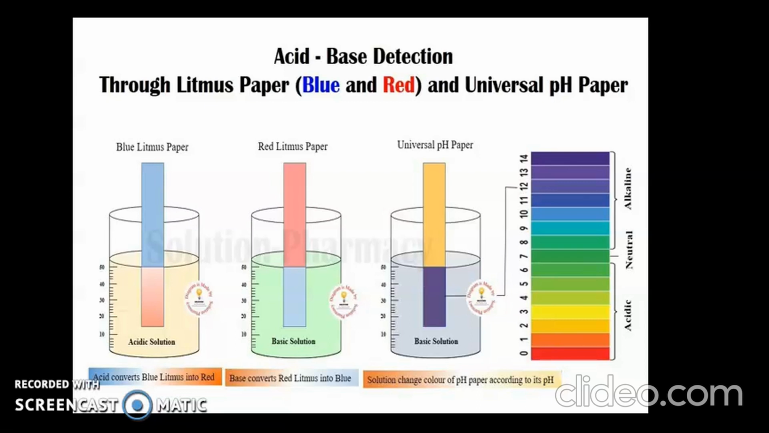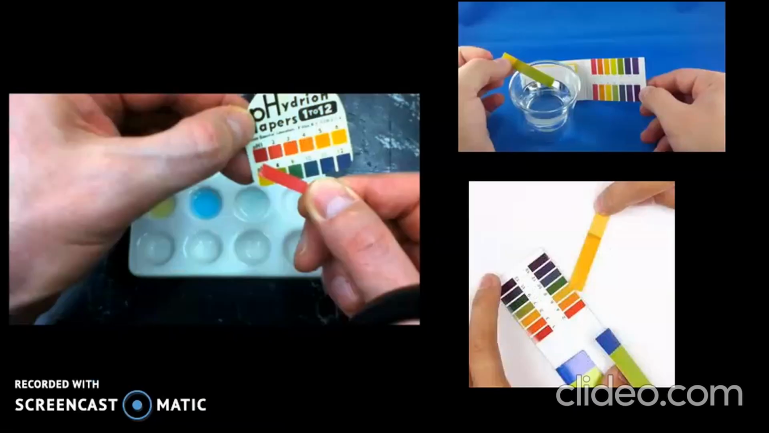Here you can see that pH paper turns purple, which matches the color with the number given on the scale, 12. That means it is a strong base. Similarly, here you can see the change of color of pH paper with the solution. The red color indicates that it is a strong acid, the green color indicates that it is neutral, and yellow color indicates that it is a weak acid.